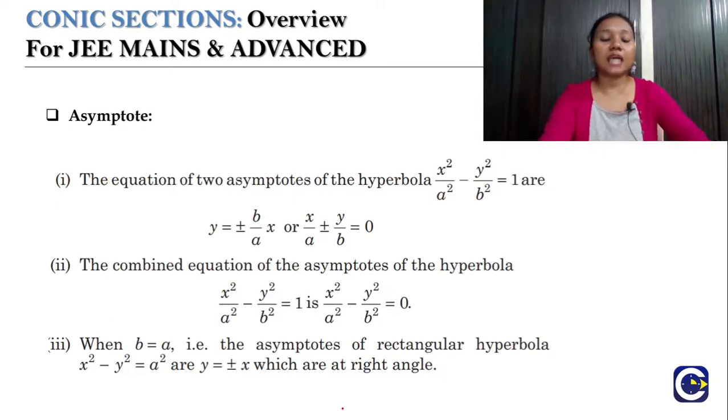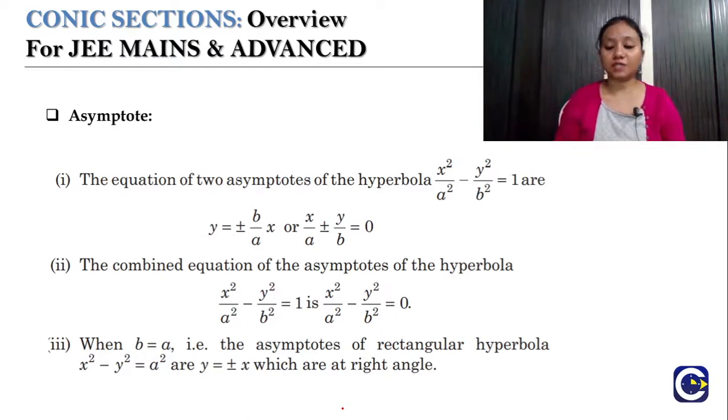As they are straight lines, we will be having their corresponding equations of asymptotes. Let's have a look at these corresponding equations, and we can even have a combined equation too. So the equation of the two asymptotes of the hyperbola x square by a square minus y square by b square is equal to 1 are y equal to plus or minus b by a x, or in other words, x by a plus or minus y by b is equal to 0.